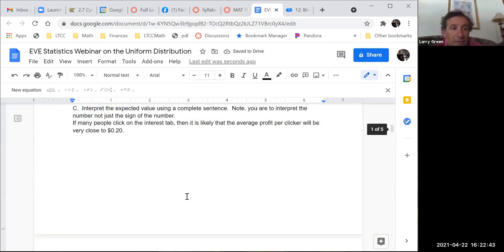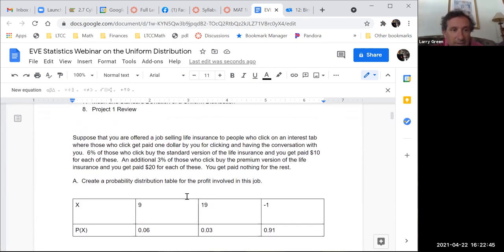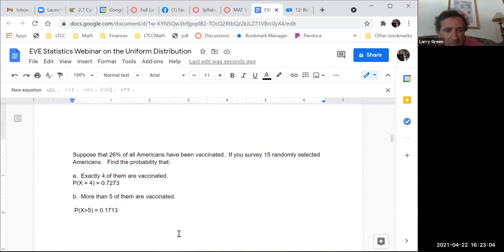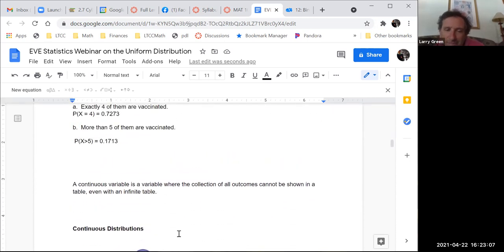Okay, so for example, what we just did, the life insurance one, is definitely not a continuous distribution because here's a table. If you can write a table, then it's not continuous, it's discrete. And we're talking about quantitative variables always in these chapters. So if you can't write it in a table, then it's continuous.